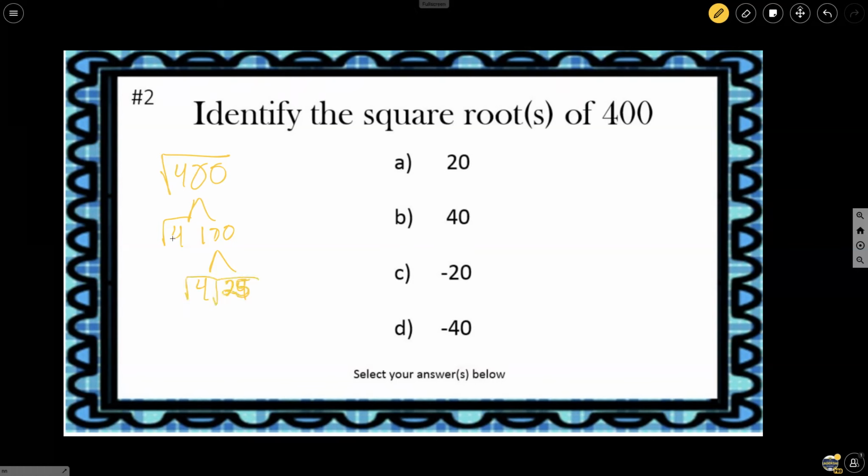So we got square root of 4, square root of 4, square root of 25. That's 2 times 2 times 5. Everything got square rooted, so there's nothing on the inside and the square root goes away. So that's 4 times 5, which is 20.